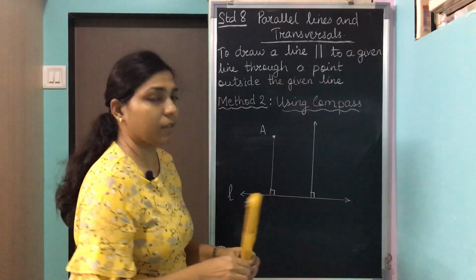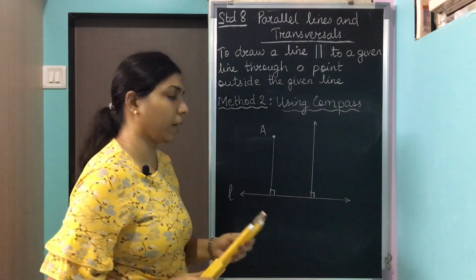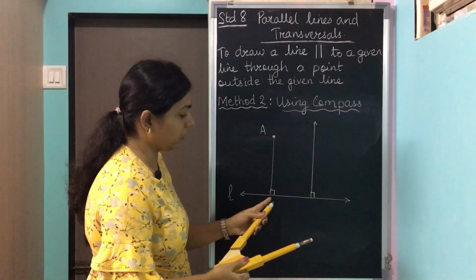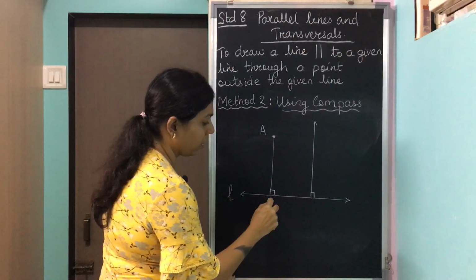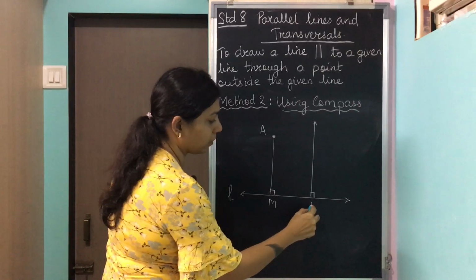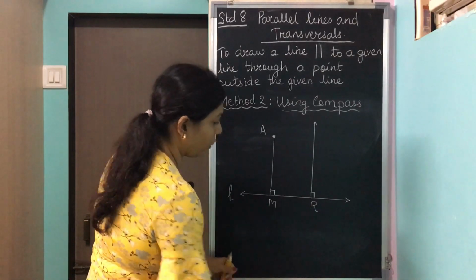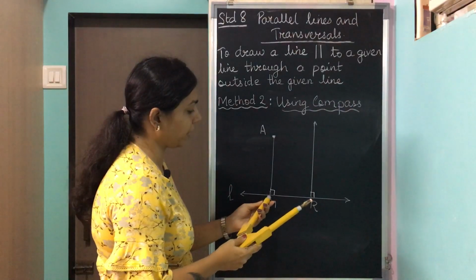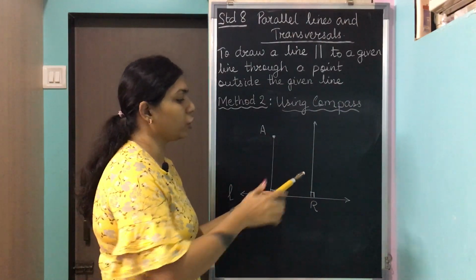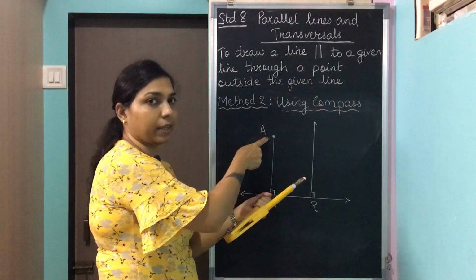We take our compass, the pointed part of the compass on this particular point over here. Let's give it a name. Let's call it point M over here, and this is point R. Okay. So we take the pointed part of the compass first on point M and your pencil on point A.